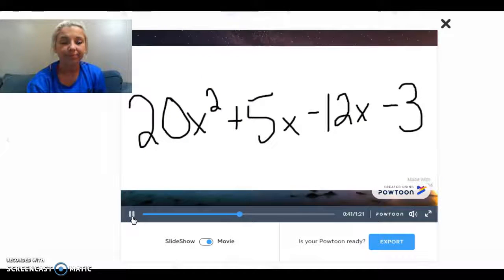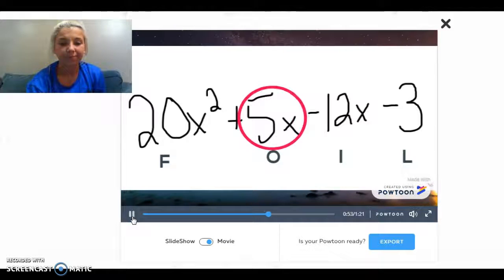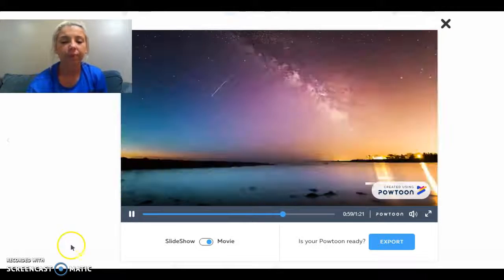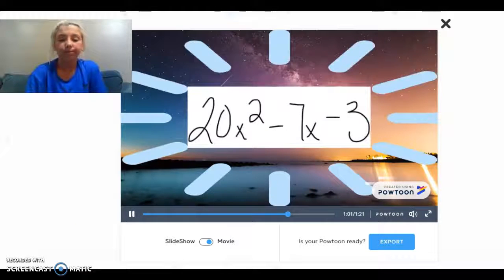Now that we have FOILed our problem and got 20x squared plus 5x minus 12x minus 3, we will now simplify our problem by putting together our like terms, meaning the 5x and the 12x. After combining our like terms, we now have the simplified answer to our problem, which is 20x squared minus 7x minus 3.